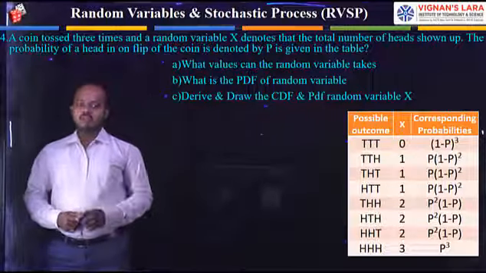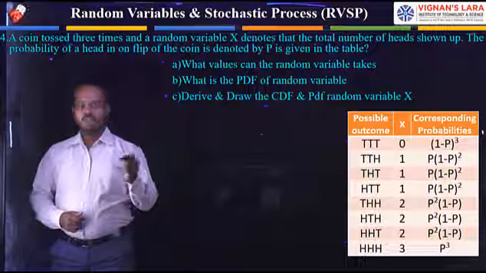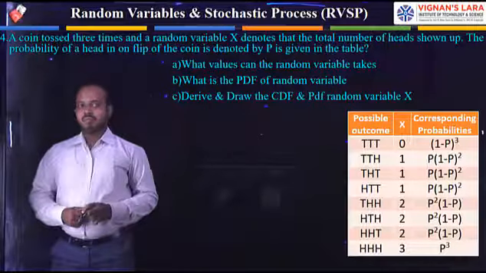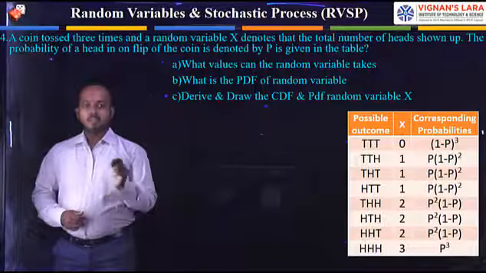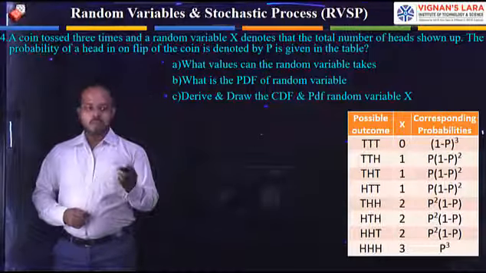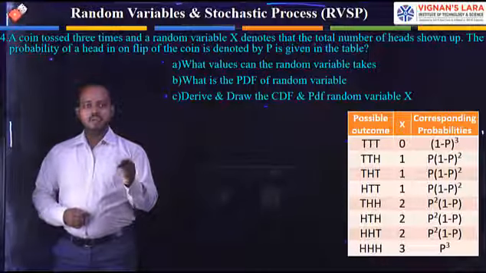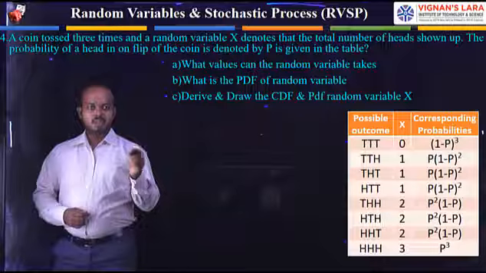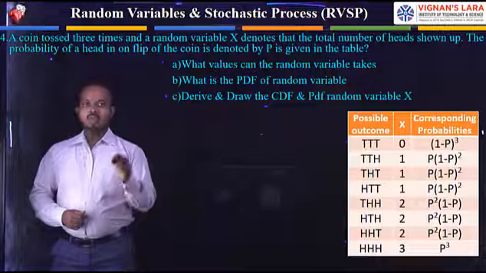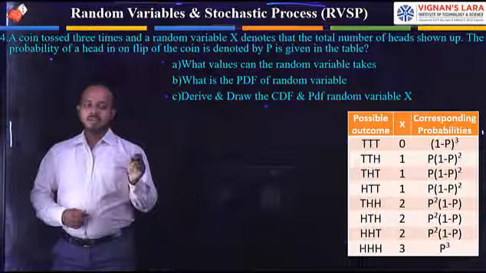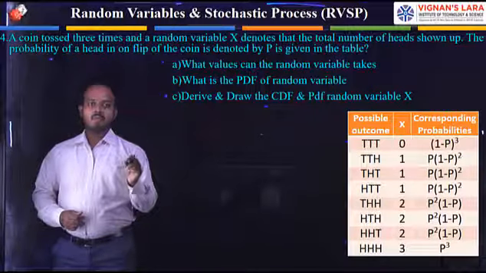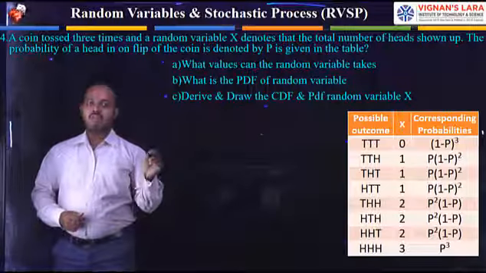Coming to the second one, what is the PDF of a random variable? He is particularly mentioning a capital P, capital D and capital F. It is a representation of probability distribution function. Coming to the third one is derive and draw the CDF. CDF and PDF in capital letters are both the same, probability distribution function or cumulative distribution function. And the small pdf is a probability density function representation.